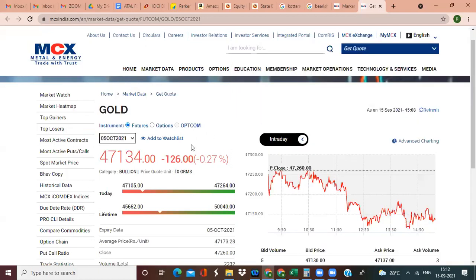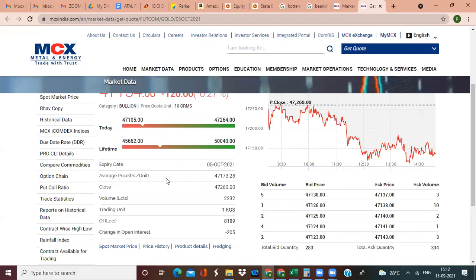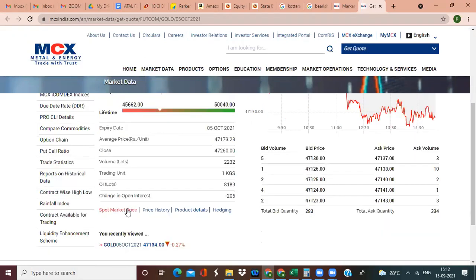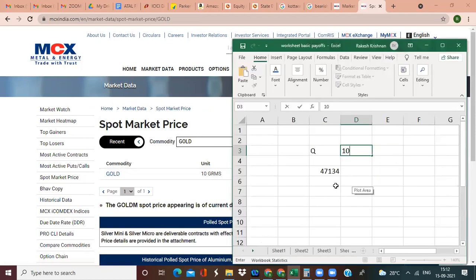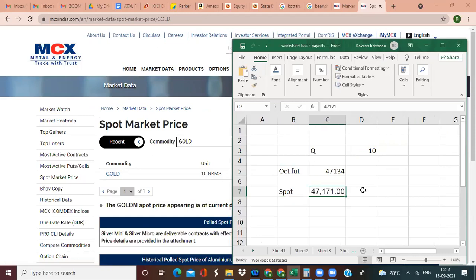Anybody know what is the spot price? The spot price should be available somewhere here. Let us look at the spot price of gold. Spot price of gold is how much? 47,170. So this is October futures, and this is the current spot price.